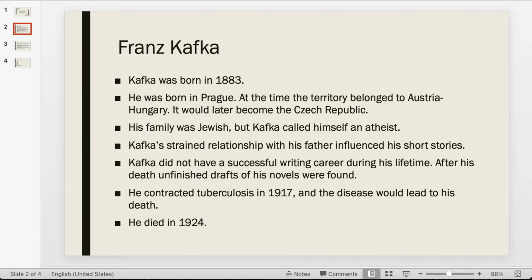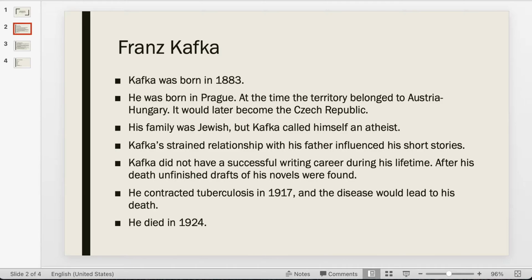During his lifetime, Kafka didn't really have a successful writing career. He didn't really live that long. After his death, some of his unfinished drafts were found and then published. There were a few pieces published during his life, so some people did get to read his work. But again, after his death, people found more of his work, put it out there, published it, and audiences gained a new appreciation for him.